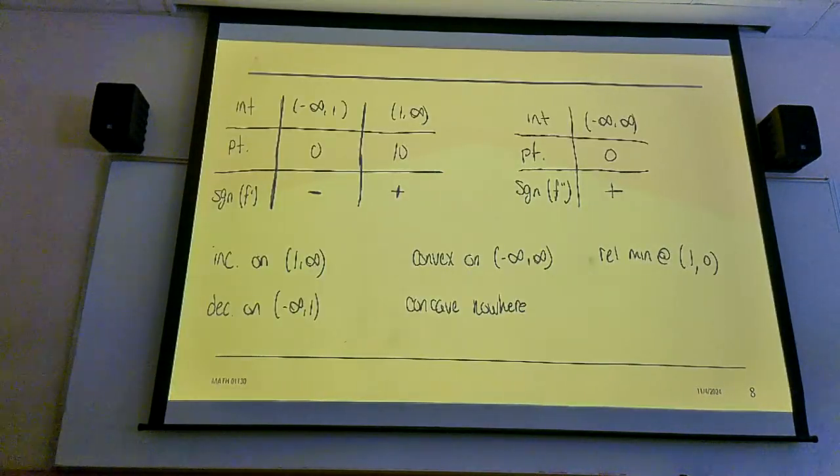Inflection points are anywhere the concavity switches. Does concavity switch? No. So there's no inflection points. The analysis is complete.